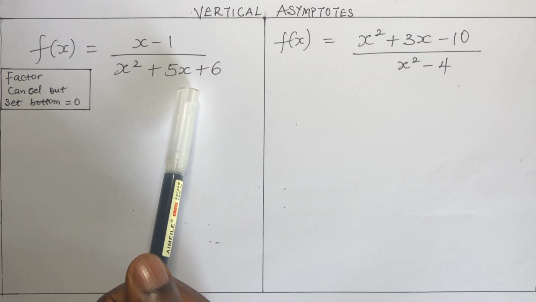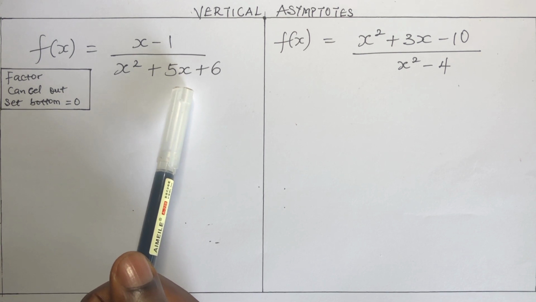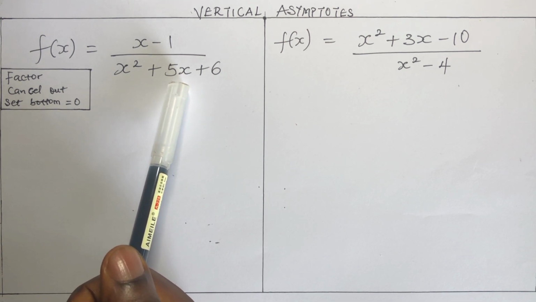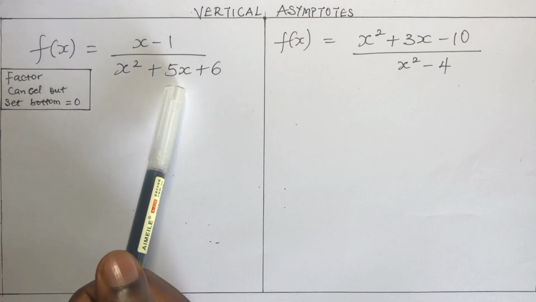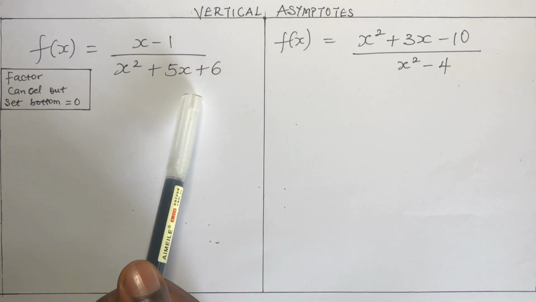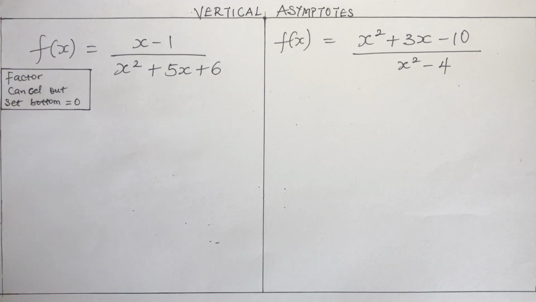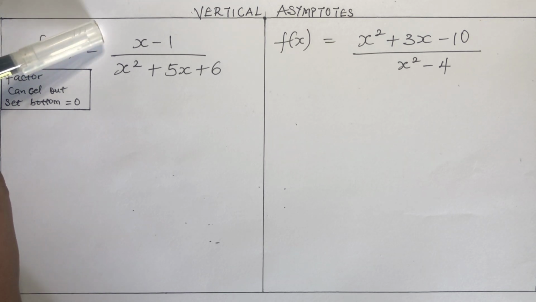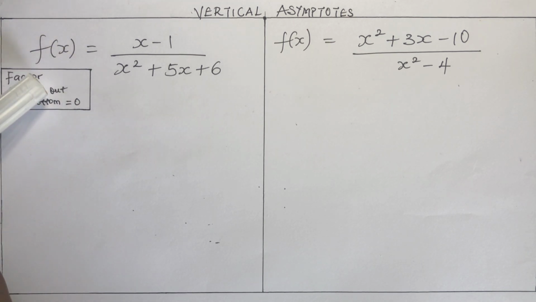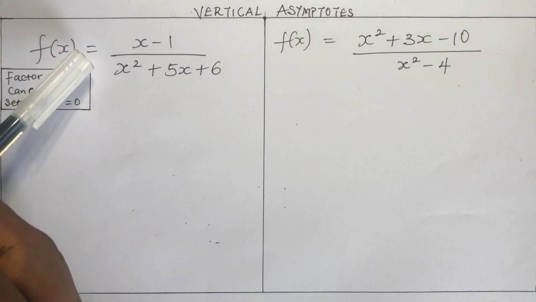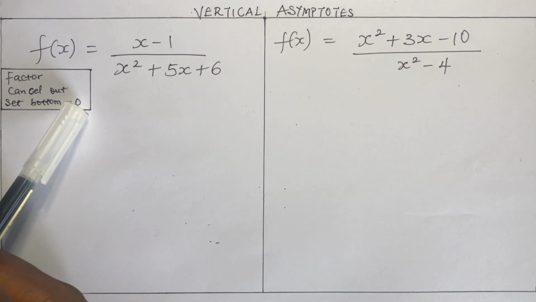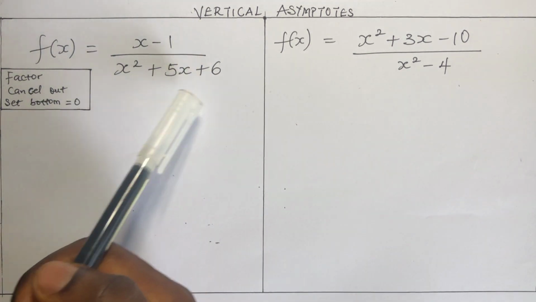Right. And we know from our last class that when we are asked to obtain vertical asymptotes of any rational function of this type, we first of all check if we can actually factor the function. If we can factor anything, both in the numerator and the denominator, then we should factor as far as possible and cancel out common factors, and then set the denominator equal to 0.